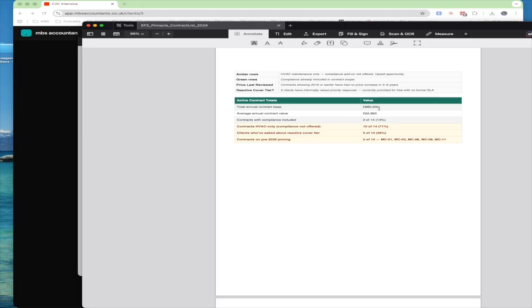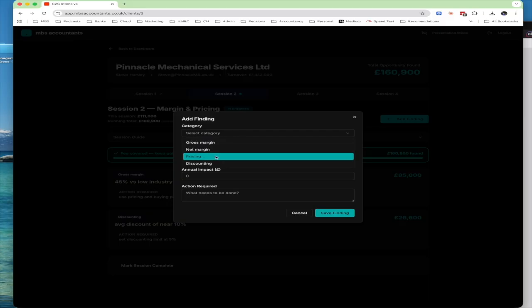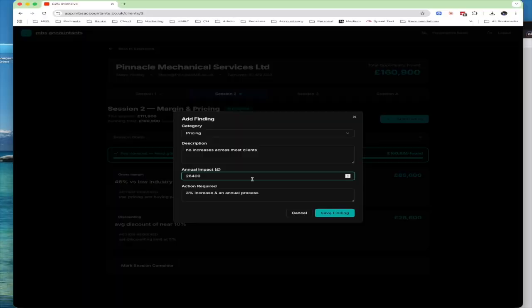Okay? I can't see that clients are going to leave over 3%. If they do, the relationship wasn't that strong. Okay? So I really, really feel that there's an opportunity within there for inflationary price increases. So there's no increases across most clients. We need a 3% increase and an annual process for covering that. Okay, and we said that's another £26,400 based off my notes.